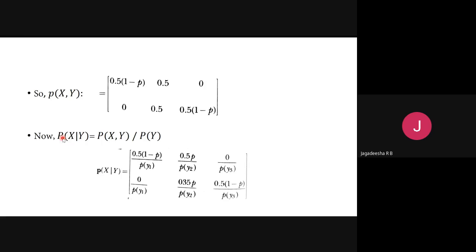So the conditional probability of X is equal to the joint probability matrix divided by P of Y. So this divided by P of Y is here. So this element divided by Y1, and 0 divided by Y1, that is here. And the second column is divided by Y2, the third column divided by Y3. And then you just simplify these values, if you can simplify some multiplication, and that should lead us to this value.